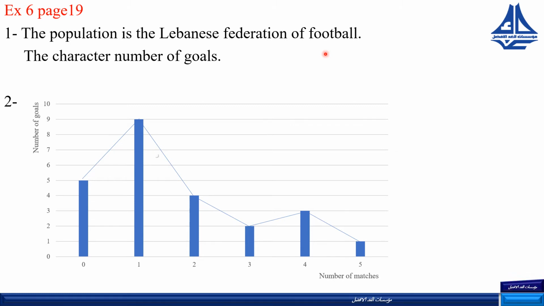For the second part, construct the frequency bar graph and the frequency polygon. This is the frequency bar graph. On the x-axis we have the number of goals 0, 1, 2, 3, 4 and 5. On the y-axis we have the number of matches. The blue line is the polygon. It's connected by the ruler between the midpoints of the bars.